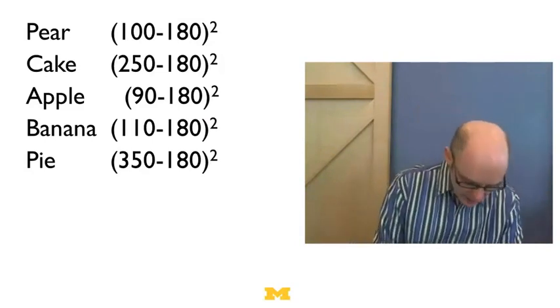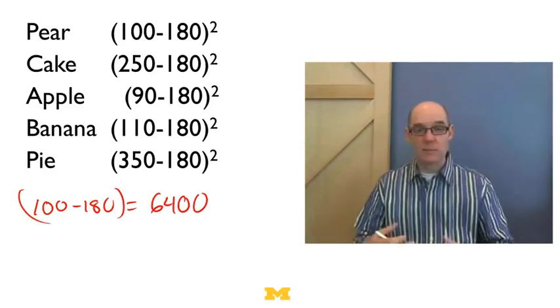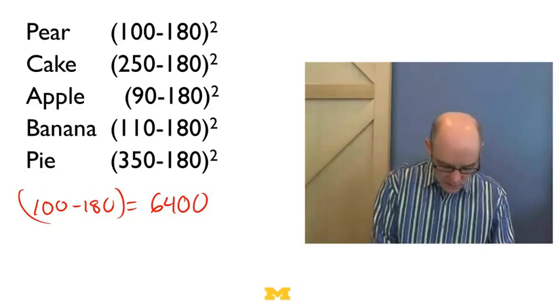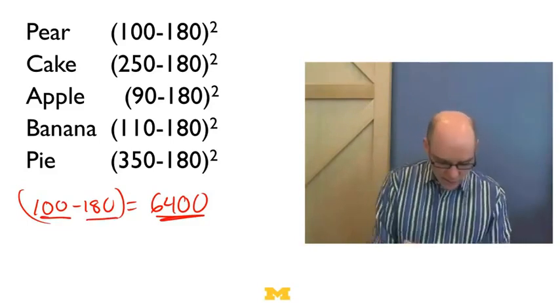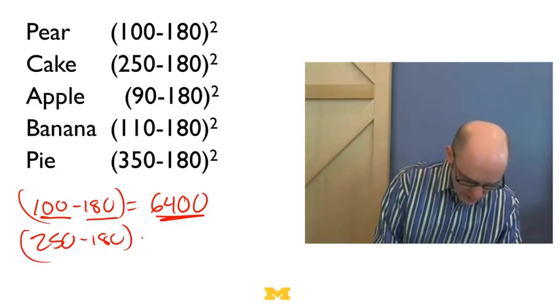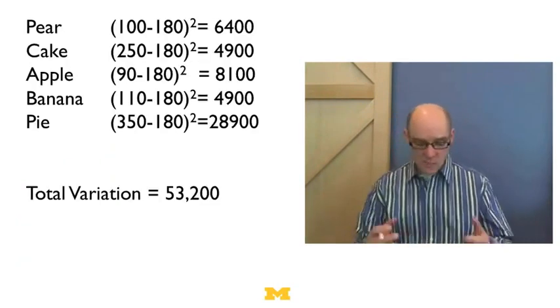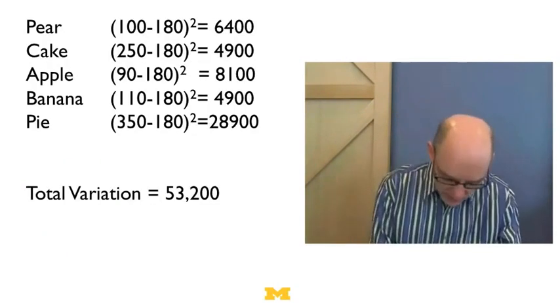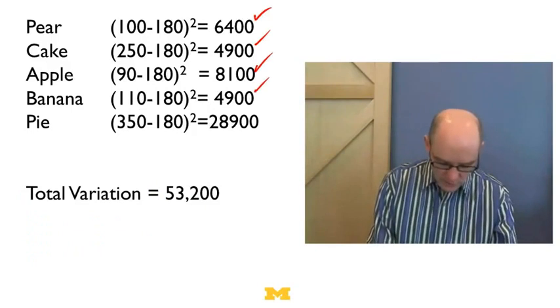So if I look at the pear, I would have 100 minus 180, which is minus 80, squared, which is 6,400. So that's how much variation there would be. That's how much the difference from the pear to the mean, squared. And if I did it for the cake, I'm going to get 250 minus 180, which is 70. And if I square that, right, I'm going to get 4,900. Now I could do this for everything, all of them, right? So for the pear, I get 6,400. For the cake, I get 4,900. For the apple, 81. For the banana, 49.